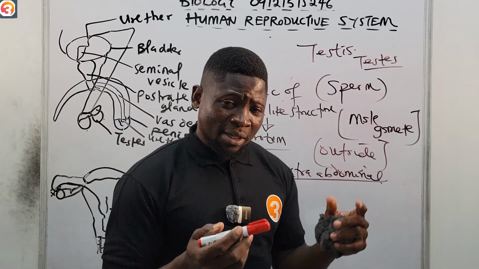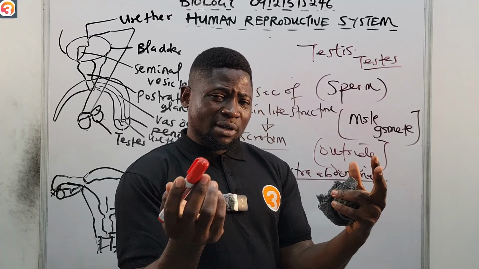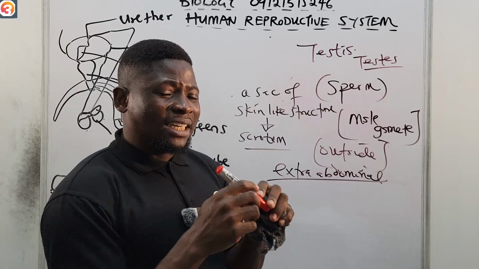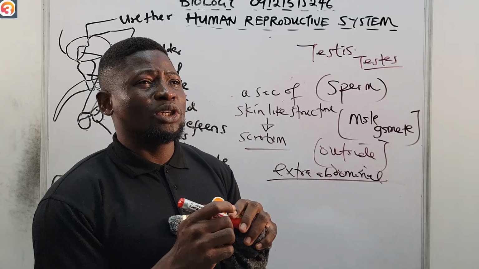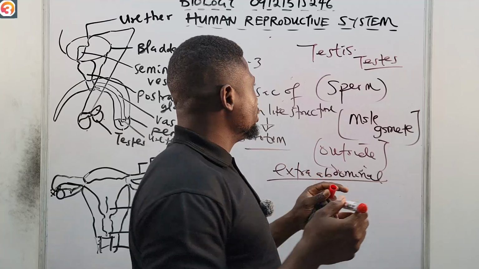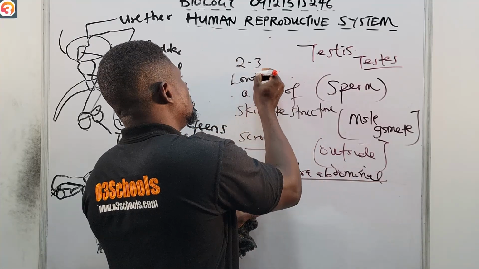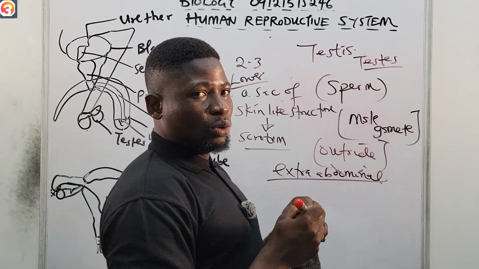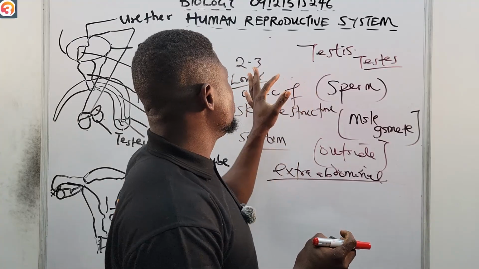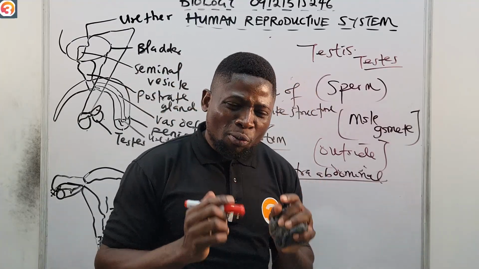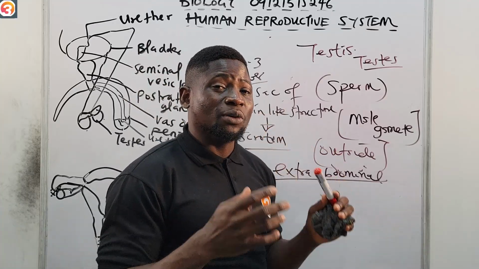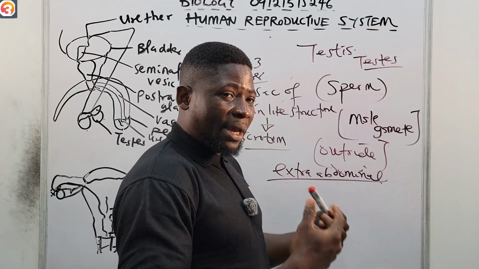And like I said, the testis is located outside the body, and the reason is that the testis needs a temperature about 2 to 3 degrees lower than the body temperature. So for proper functioning, it needs a temperature of about 2 to 3 degrees lower than the normal body temperature. That is why the testis is located outside the male body.